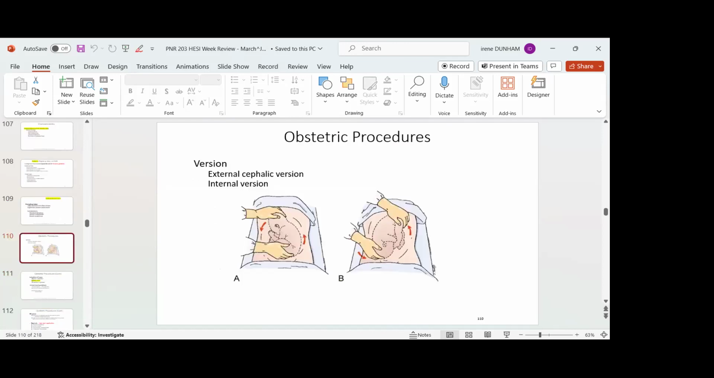All right. Another thing we can do, if a patient comes in and she's breech, you see the sacrum here, you can invert the baby under ultrasound guidance and change position.